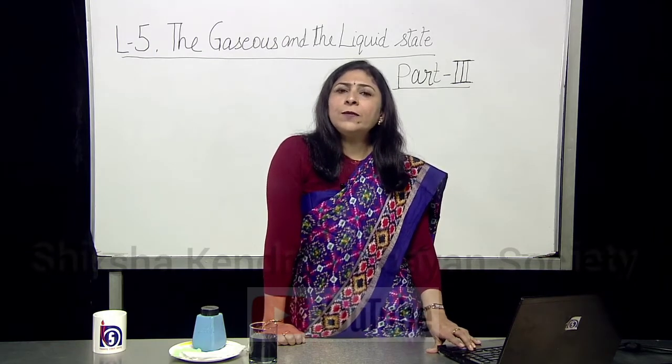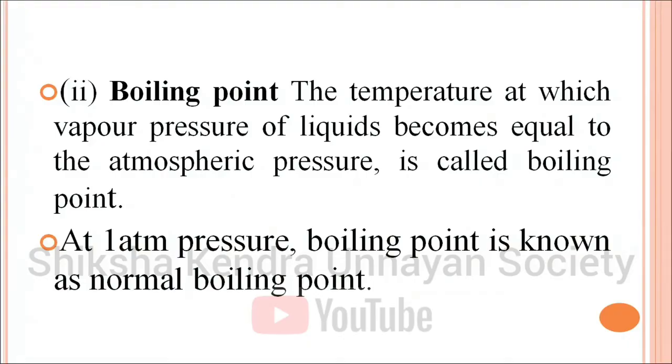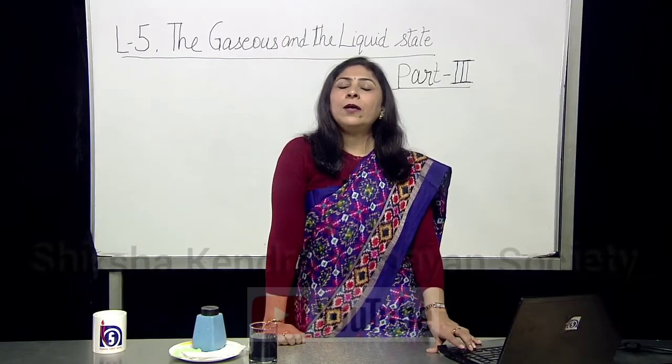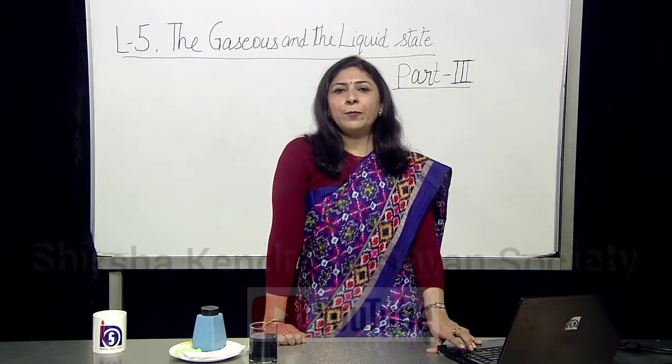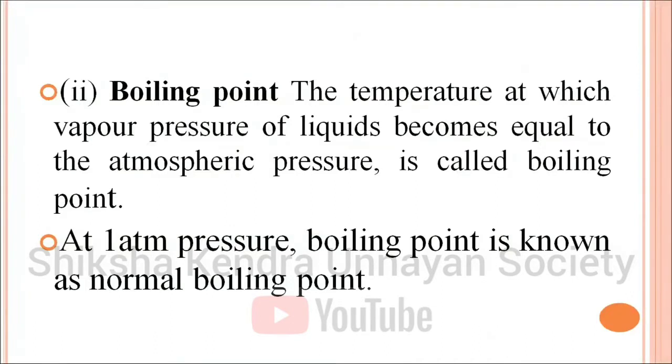Then here comes one term, the boiling point. The temperature at which the vapor pressure of the liquid becomes equal to the atmospheric pressure is called the boiling point. You have seen what the vapor pressure is. Vapor pressure is just the pressure applied on the liquid surface. Now, when this vapor pressure becomes equivalent to the atmospheric pressure, at that particular temperature, the liquid starts boiling, like in water. So, at 1 atmospheric pressure, the boiling point is known as its normal boiling point.